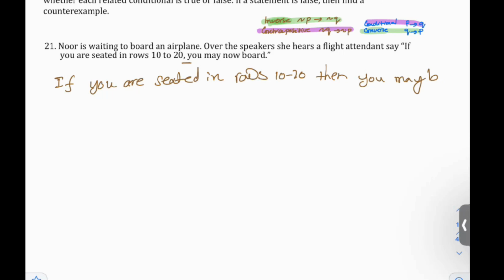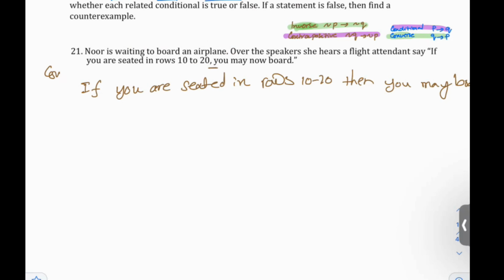Let's see number 21. Noor is waiting to board an airplane. Over the speakers, she hears a flight attendant saying, I will copy the statement. If you are seated in rows 10 to 20, then we turn it to conditional statement. You may board now. No problem. You may board. This is the original. هذا شو conditional. This is the conditional statement.